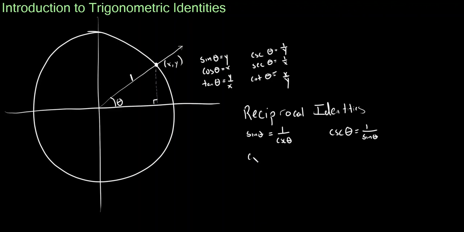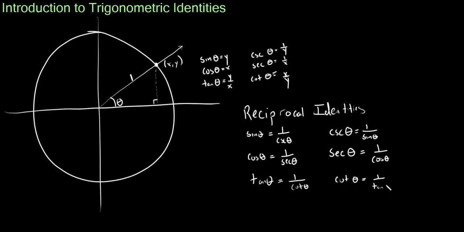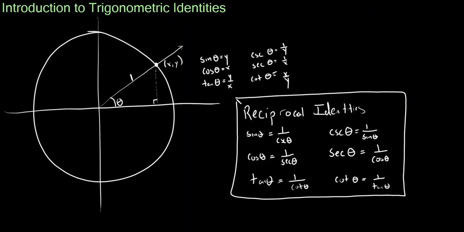And it goes the same way with cosine and secant. You can think of cosine as the reciprocal of secant, or secant as the reciprocal of cosine. You can also think of tangent as the reciprocal of cotangent, and cotangent as the reciprocal of tangent. And these are what we call the reciprocal identities.